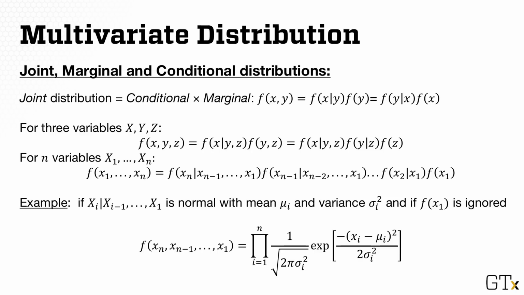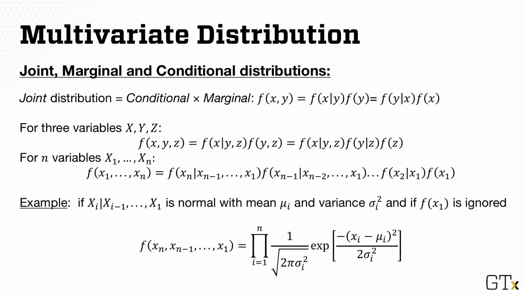It's important to note that if x and y are independent, then the conditional distribution of x given y is the marginal distribution of x, and the conditional distribution of y given x is the marginal of y. Thus, when we have independence, the joint distribution is going to be the product of the marginal distributions. We can expand this to three variables in a similar way. The joint distribution is a trivariate distribution which can be decomposed into three parts: the product of the conditional distribution of x given y and z, times the conditional of y given z, times the marginal of z.